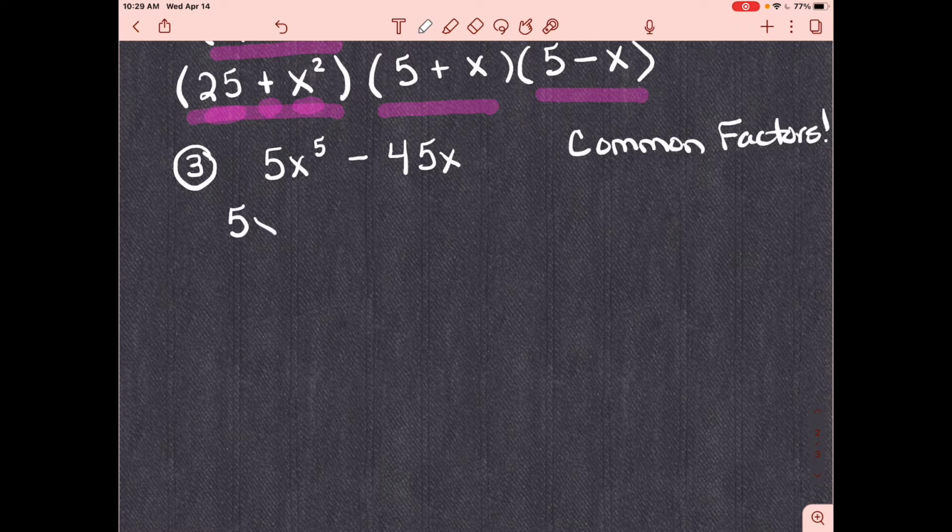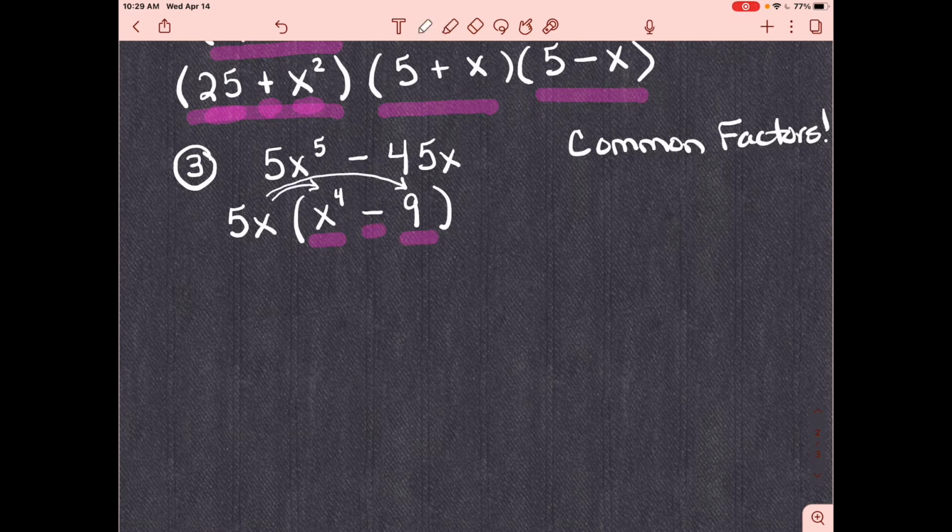and x. If I factor out 5x, I will get x to the fourth here minus 9. Okay, when I've factored, if I use FOIL to go back, I can check it. 5x times x to the fourth is 5x to the fifth, and 5x times negative 9 gives me negative 45x. All right, what I can see now is that this is a perfect square, and this is a perfect square, and this is a minus sign.